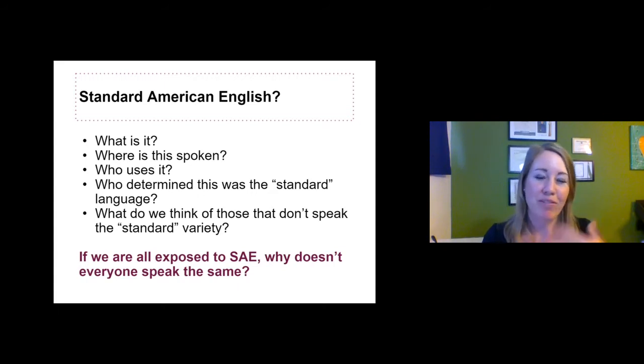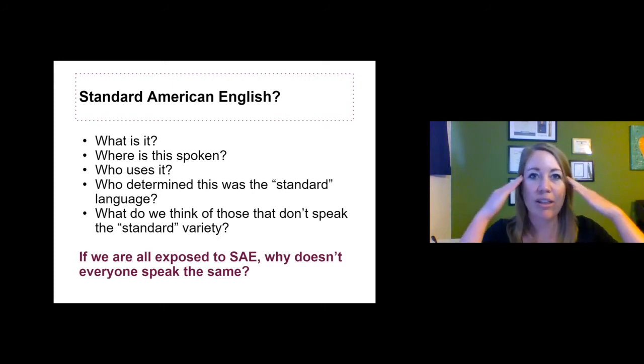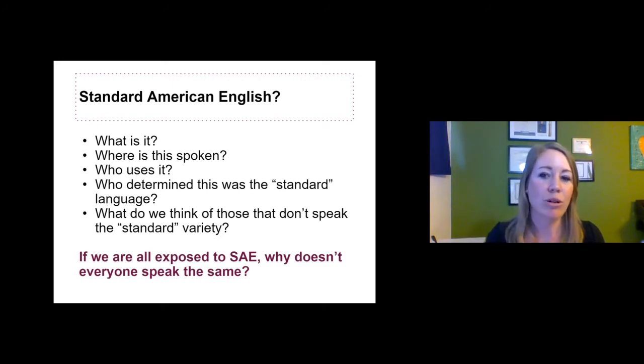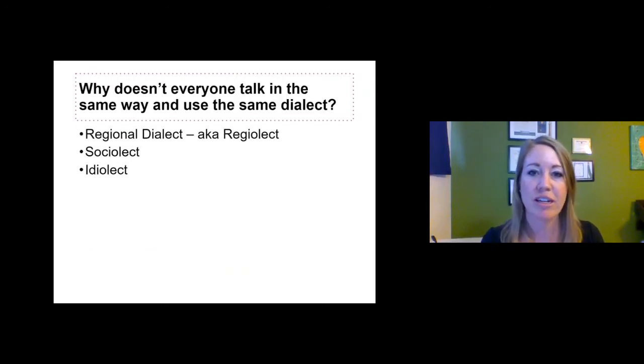The question then we want to follow up with is, if we're all exposed to standard American English, then why don't we all just speak it anyway, right? Why ever use any of the other dialects that you have in your lexicon? Because you know standard American English and you know that it's seen as prestigious. So why not just use that? Why ever use the other features? We're going to talk about that answer in a second, but we also want to talk about why doesn't everyone just speak the same?